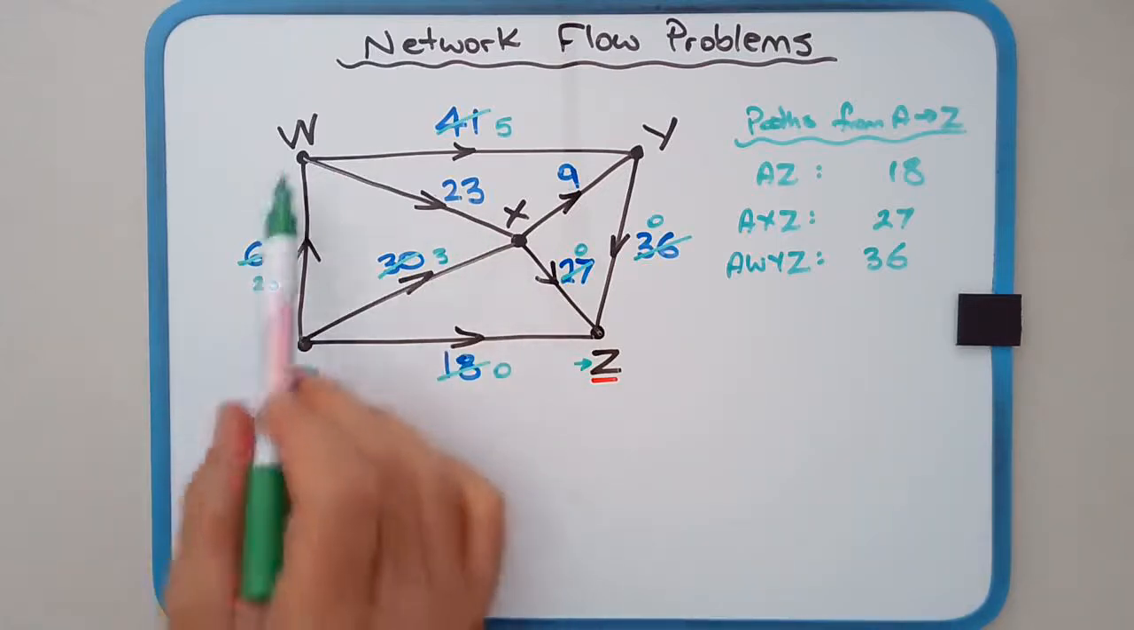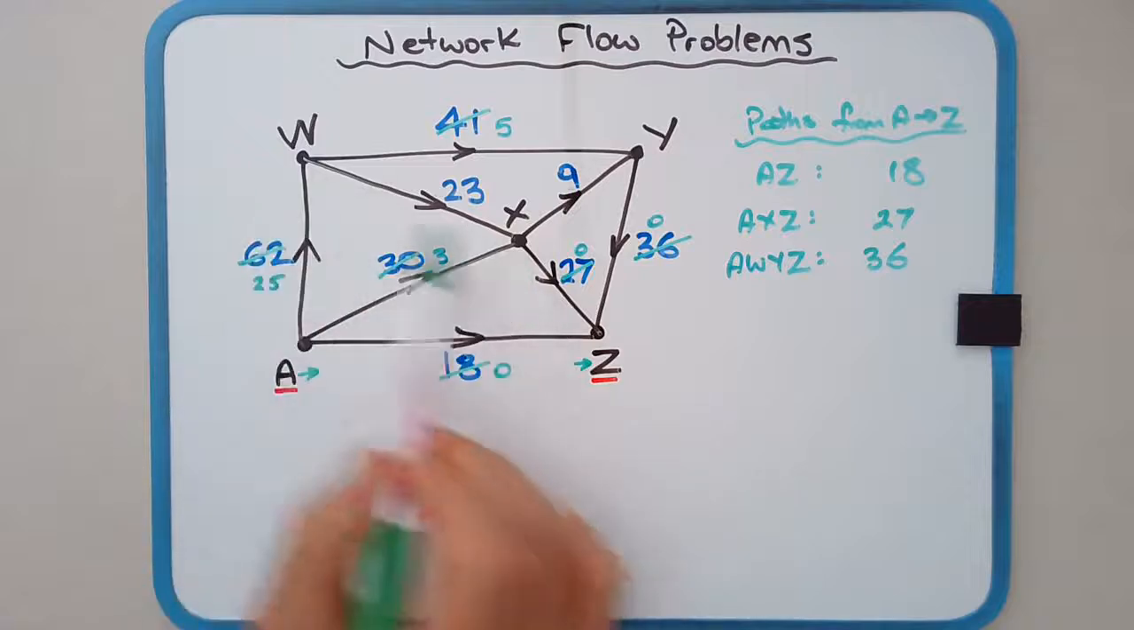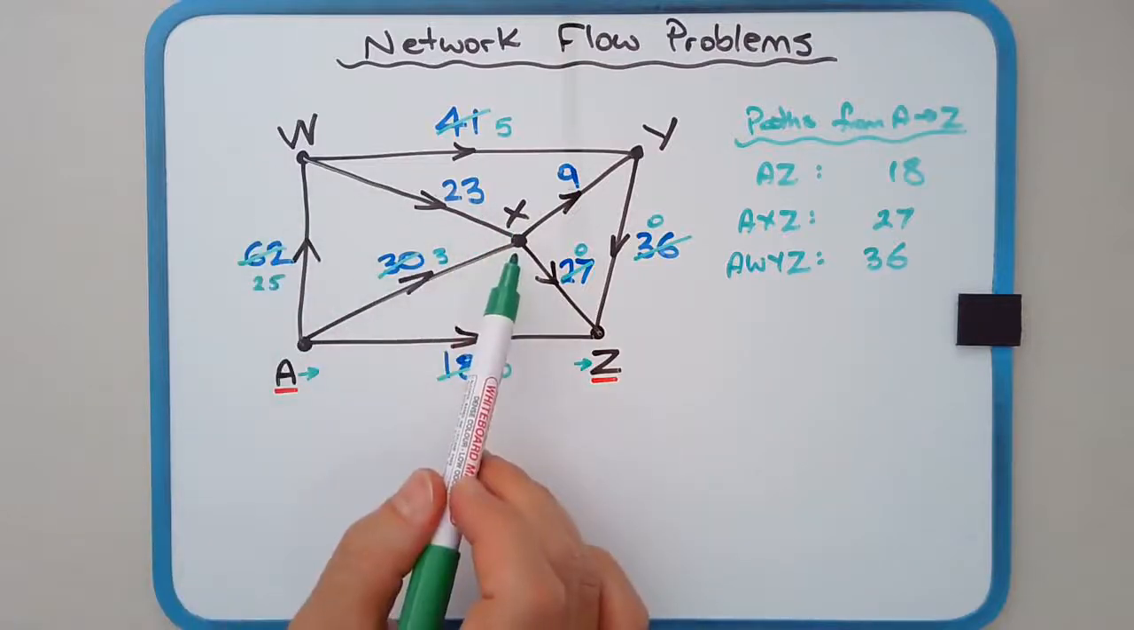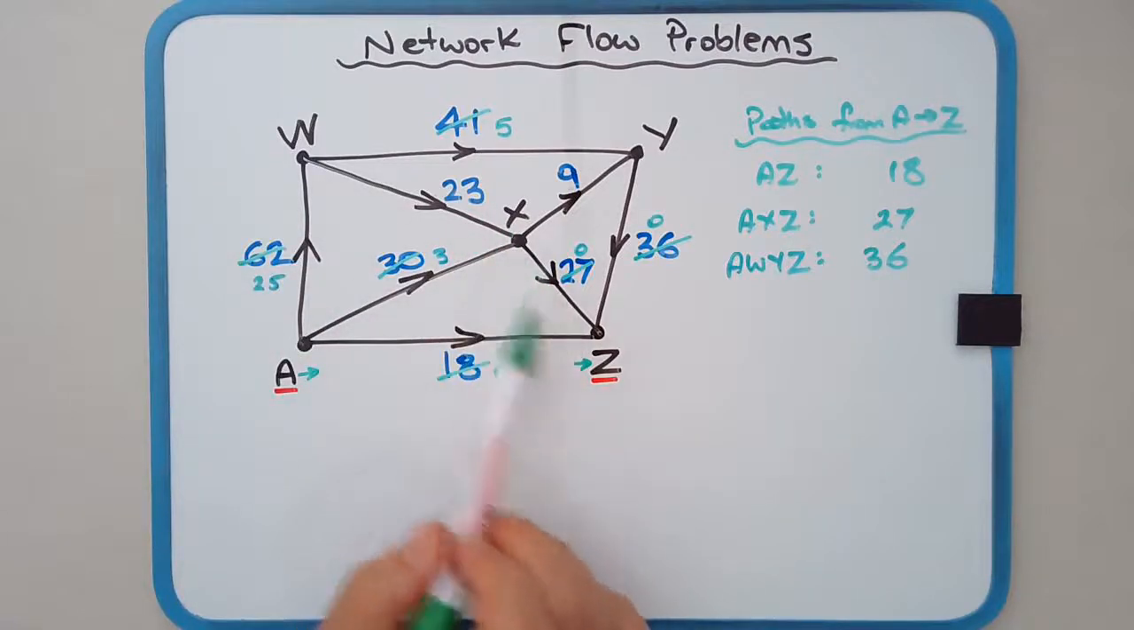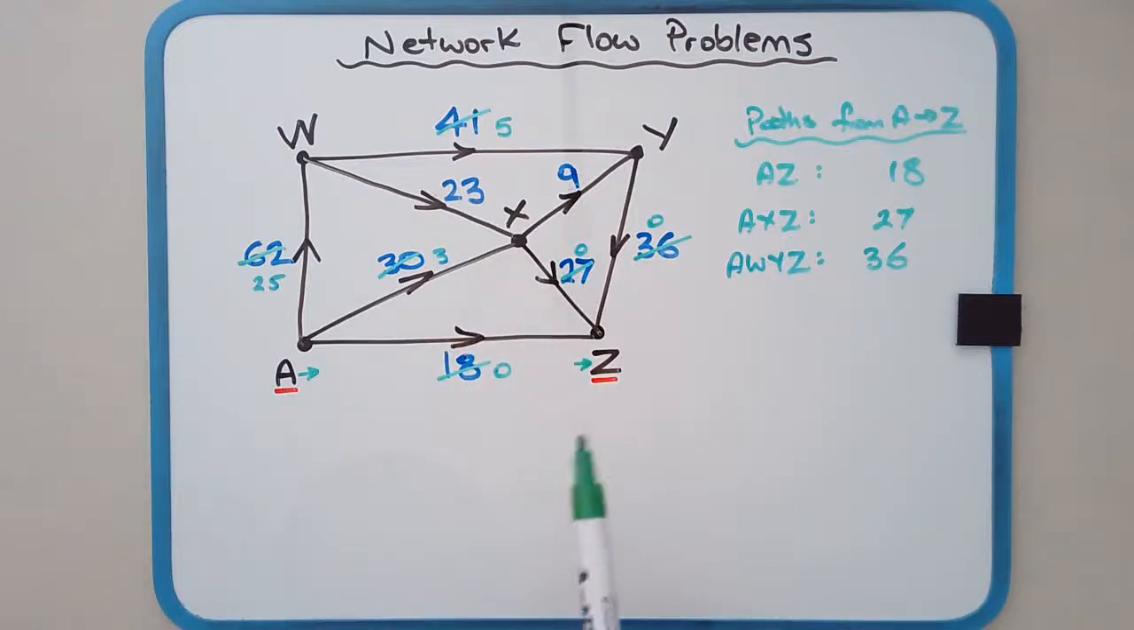That way we're taking advantage of these two edges that have a lot of spare capacity left, and this edge here, XZ, obviously can be increased. So that would be the one edge that I would choose.